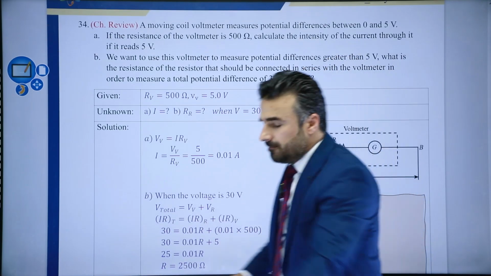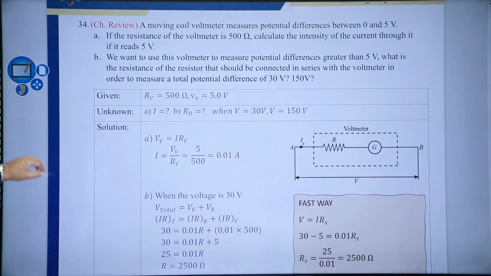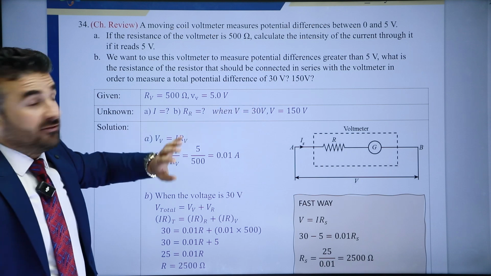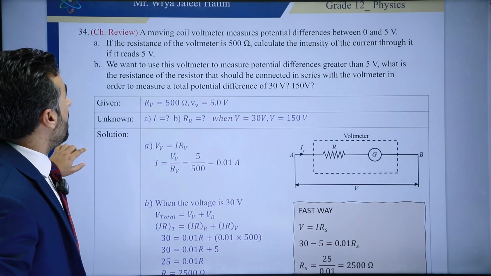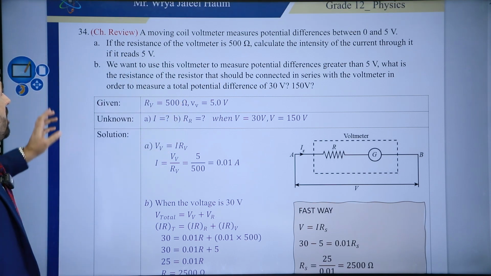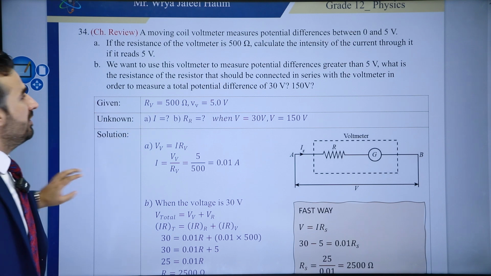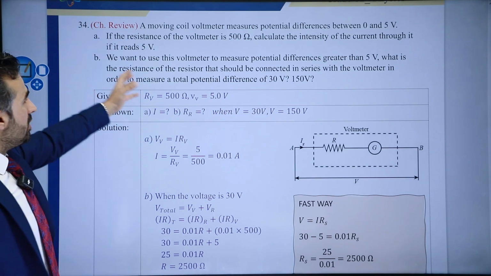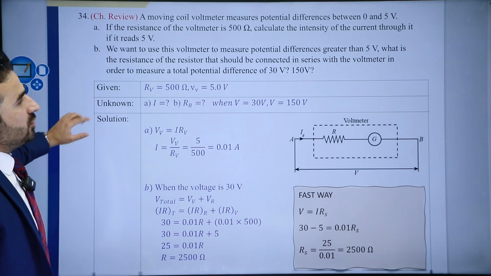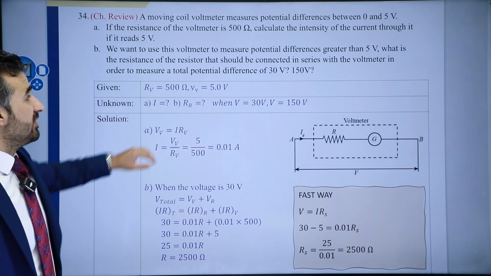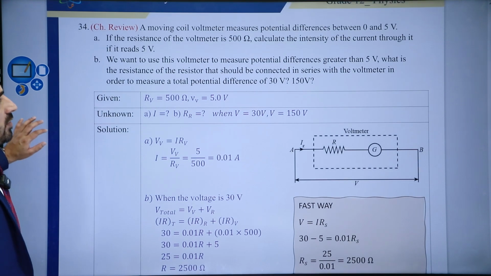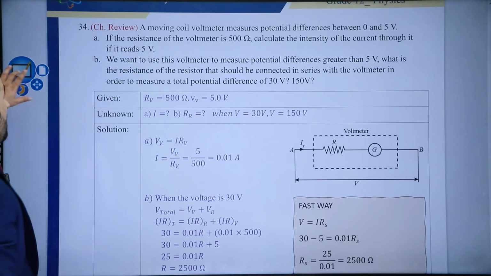Okay, and of course you can do the following there. Now we have another question here. Okay, what does it say? It says, a moving coil voltmeter measures potential difference between 0 to 5 volt. If the resistance of the voltmeter is 500 ohm, calculate the intensity of the current through it if it reads 5 volt. And then after that, we want to use this voltmeter to measure potential difference greater than 5 volt. What is the resistance of the resistor that should be connected in series with the voltmeter in order to measure a total potential difference of 30 volt, and of course another time with 100 volts? Okay, that is another question.